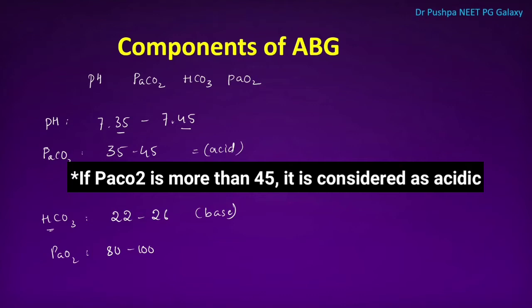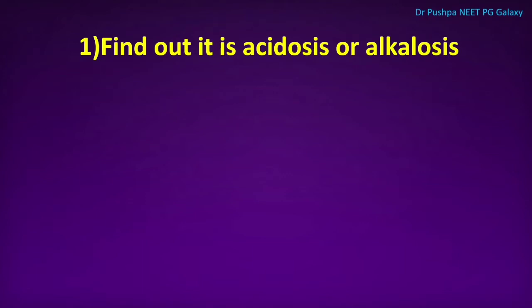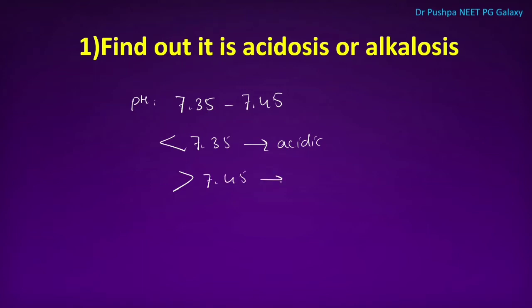Now we will study the interpretation of ABG. We have a three-step interpretation. First, we should find out whether it is acidosis or alkalosis. How do we find that? We have normal pH 7.35 to 7.45. If it is less than 7.35, it is acidic, whereas if it is more than 7.45, it is basic or alkaline. So this is acidosis, this is alkalosis.